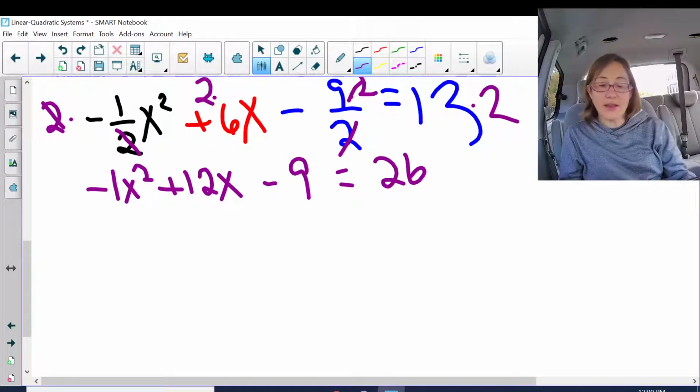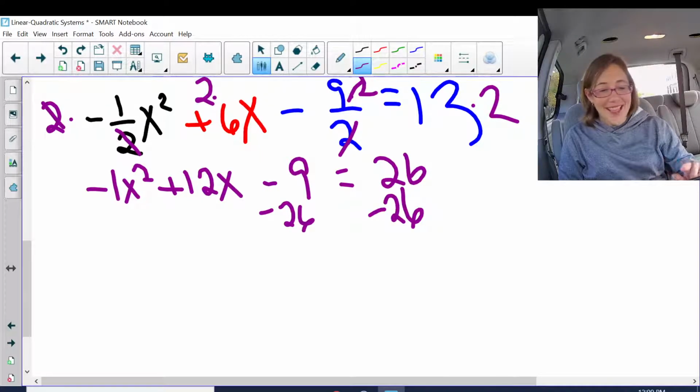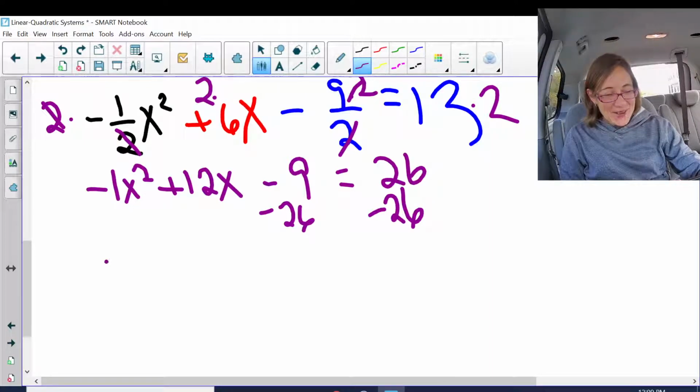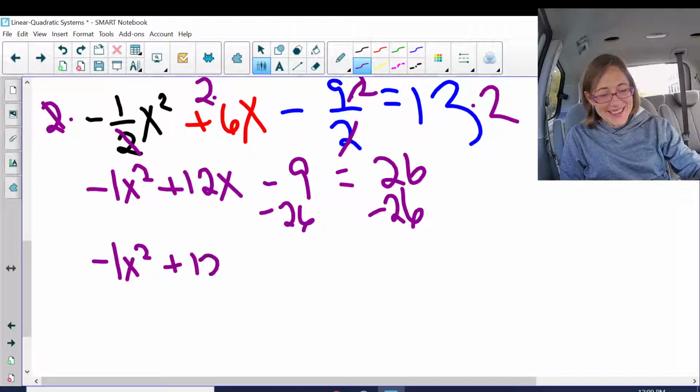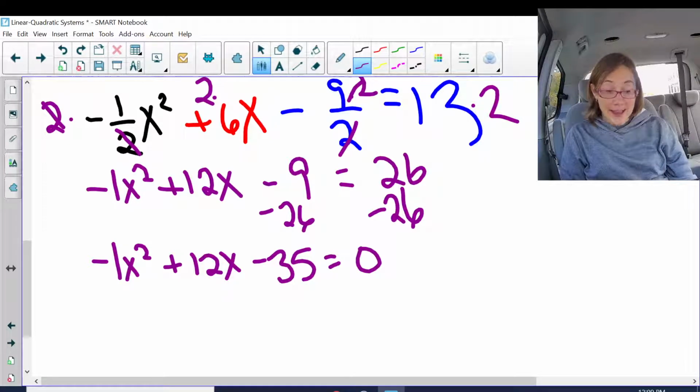So if I look at this, okay, so this is getting closer to something I can work with here. I need an equal 0 on one side of my equation. So I'm going to subtract 26 on both sides of my equation. So minus 1x squared plus 12x minus 35 equals 0. Okay.